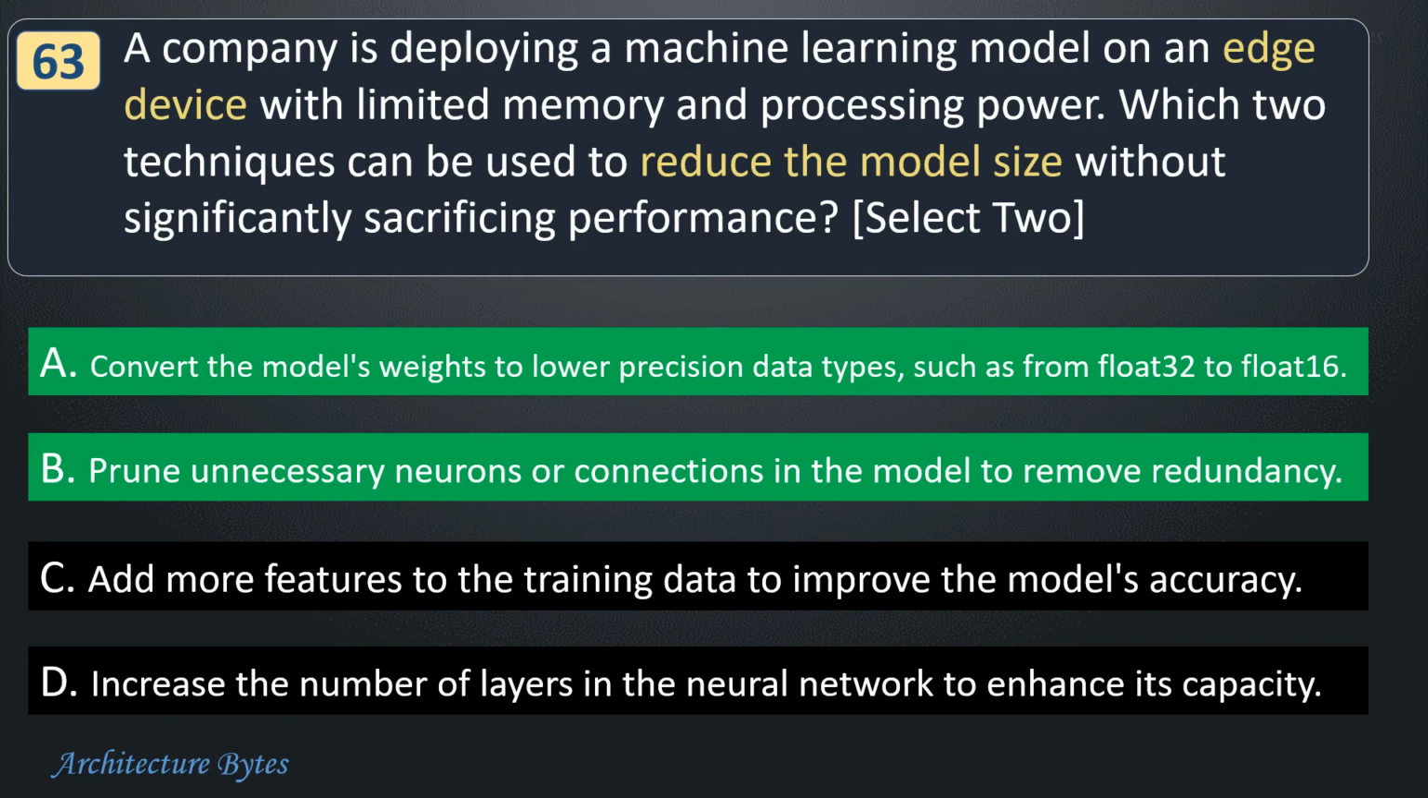Options A and B are the right answers here. So converting weights to lower precision reduces memory usage and computation requirements. And pruning reduces the number of neurons or connections, shrinking the model size while retaining important information. Option C and D would increase complexity or size, which would defeat the goal of reducing the model size.